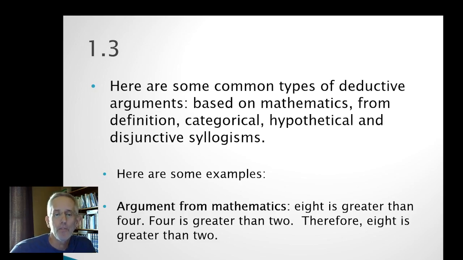Okay, so let's start with an argument from mathematics. 8 is greater than 4, 4 is greater than 2, therefore 8 is greater than 2. The conclusion, therefore 8 is greater than 2, could not have come out any other way. It couldn't have been false if you assume that 8 is greater than 4 and 4 is greater than 2. So in most cases, mathematically based arguments, even a simple mathematical equation like 2 plus 2 equals 4 is technically a deductive argument because nothing else could follow. 4 has to follow from 2 plus 2.